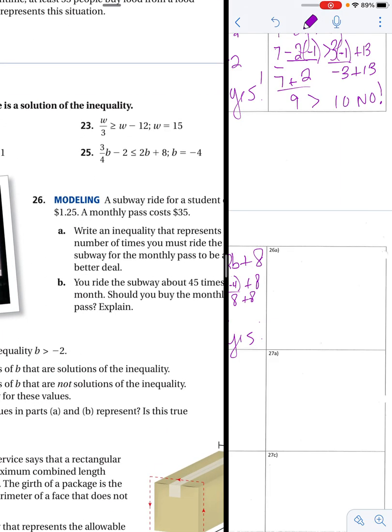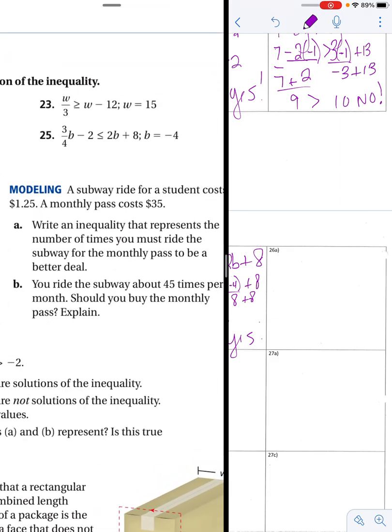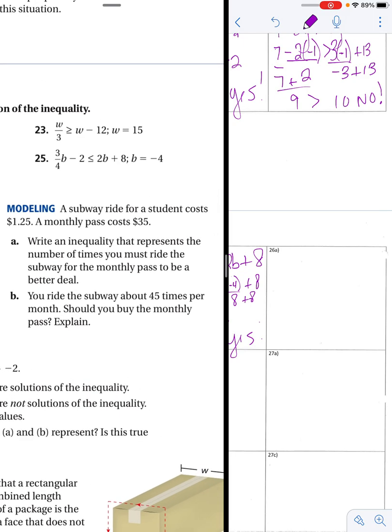Okay, hopefully those made sense. And then we got a few word problems. Number 26. A subway ride for a student costs $1.25. A monthly pass costs $35. Okay, so a ride is $1.25, or you can get a pass for $35. Okie dokie.